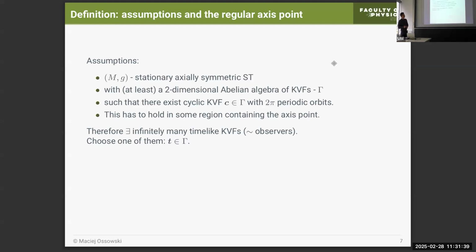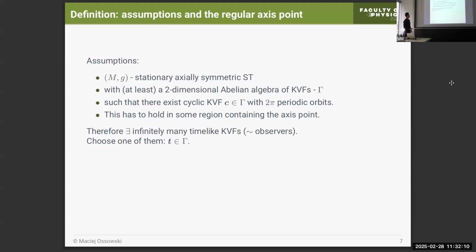So what are the assumptions that we'll have? For which type of space-time will this definition be valid? We'll definitely need to work with stationary axially symmetric space-times, by which I mean that the space-time has at least a two-dimensional abelian algebra of Killing vector fields, which I'll denote by gamma.